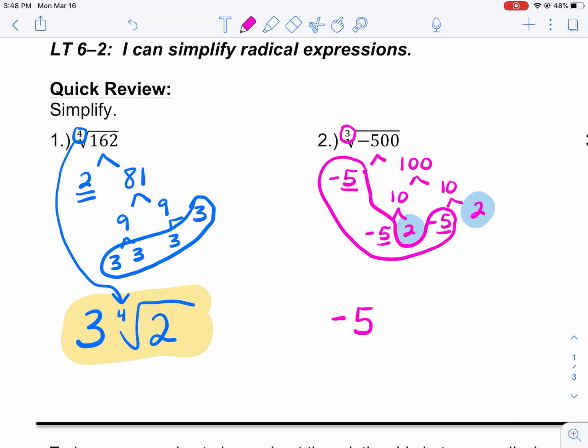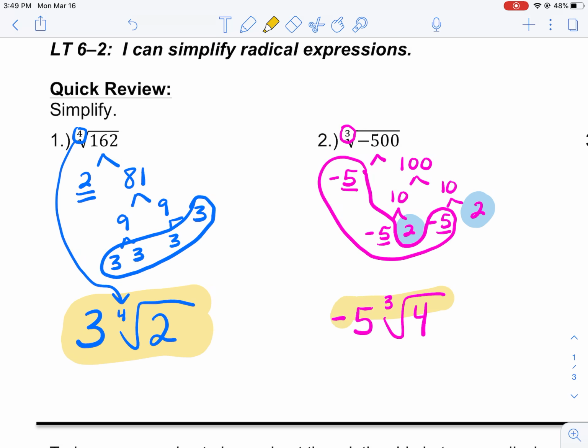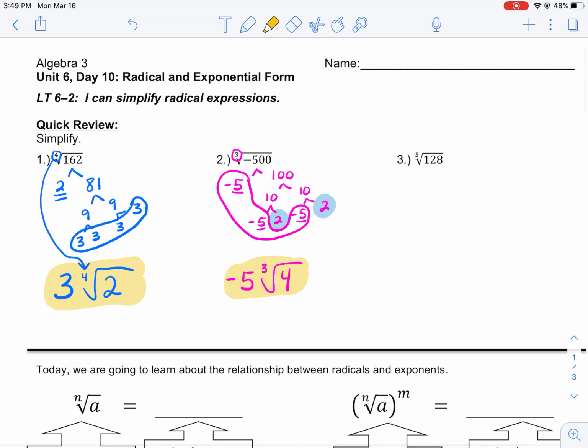here, and we've got another 2 here, so we're going to multiply those. We're going to put them back under the cubed root, and we're going to put a 4. Okay, and so our answer is negative 5 times the cubed root of 4. So if you are taking an odd root of a negative, the number that comes out will be negative, so your answer will be negative.